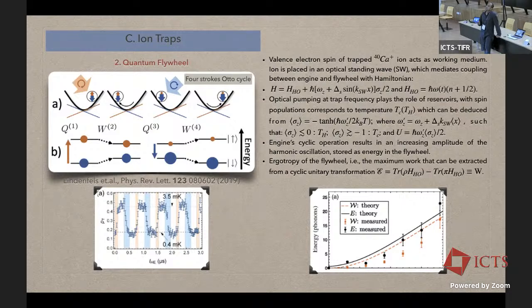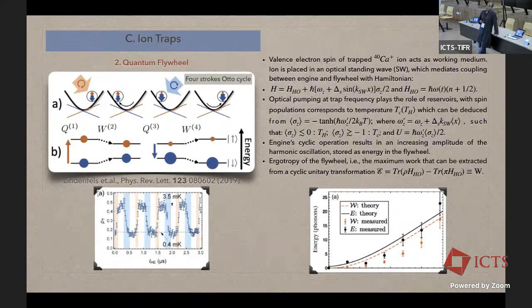Now, what happens if you do these processes continuously? Gradually, these oscillations of this ion eventually increase. So these motions eventually increase, and the amplitude of oscillations increases. That is kind of the work, if you can think of it. This is essentially stored in the flywheel they considered, and they calculate the difference between this one, and they call it ergotropy. This is what they have compared.